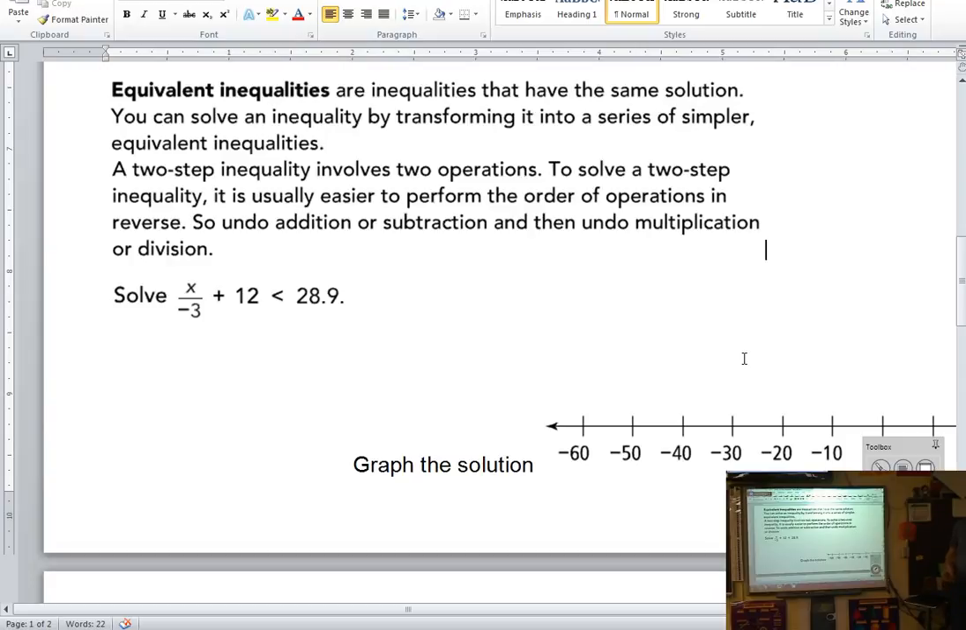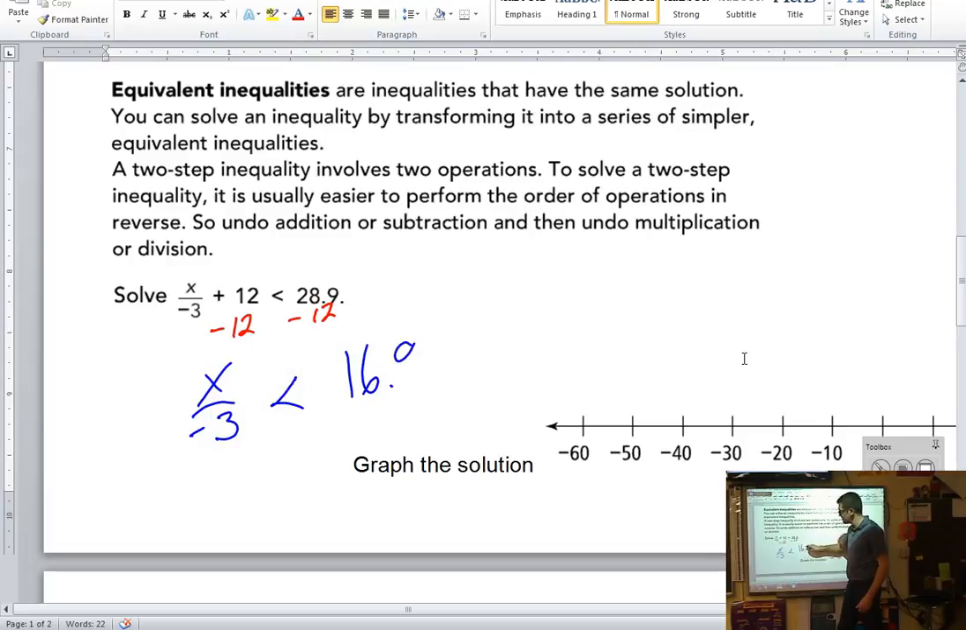Elena, what's the first thing you do to work towards isolating this variable? You do minus 12. Yep. We subtract the 12 from both of our sides, leaving us with x divided by negative 3 is less than 16.9. And then the next thing we do, Mr. Smith?